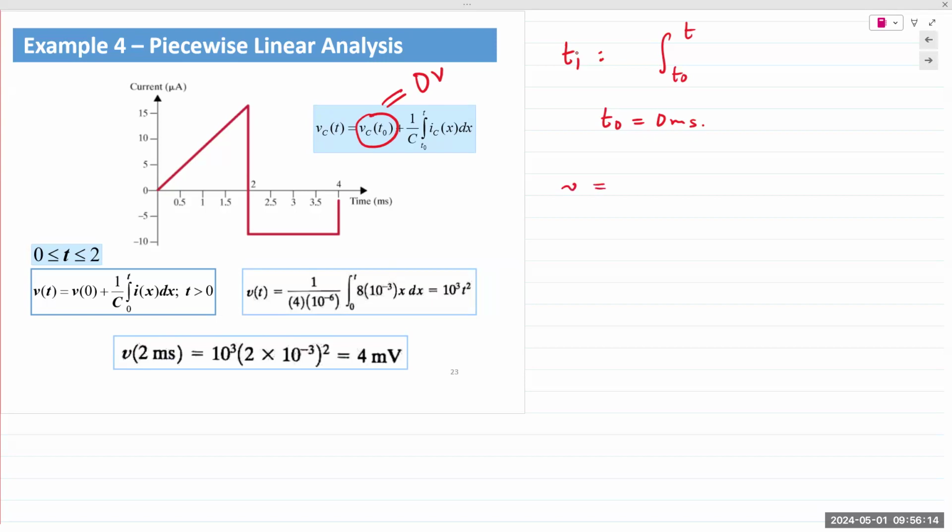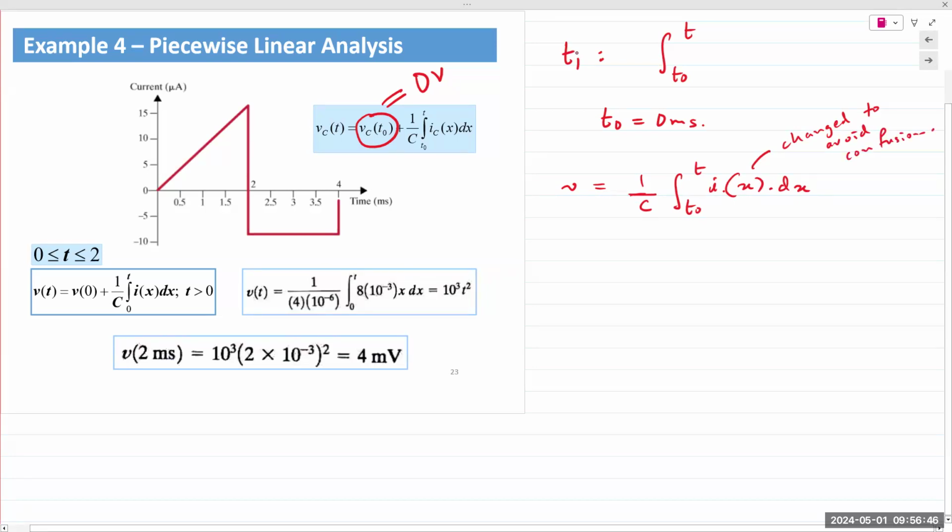So V is 1 over C integral T0 to T I, and I'm going to change the variable to X to avoid any confusion. Okay, simply changing it. So it was I of t dt. I'm simply changing it to i(x) dx.